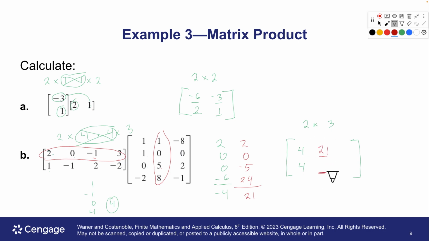Get the next item, the second row of the second column. Take the second row times the second column. And so 1 times 1 is 1. Negative 1 times 0 is 0. 2 times 5 is 10. Negative 2 times 8 is negative 16. Let's add these together. This is 11. Negative 16 is going to give us negative 5. If we did that all right.